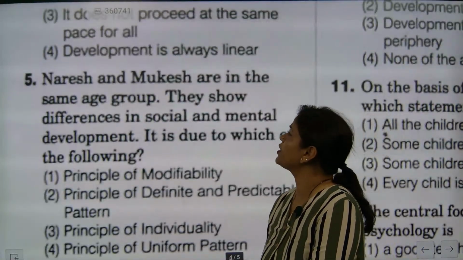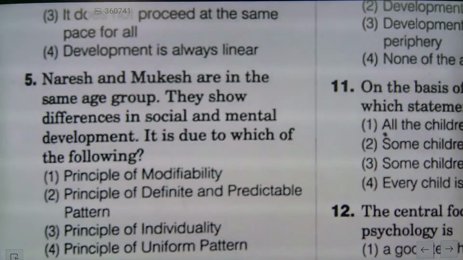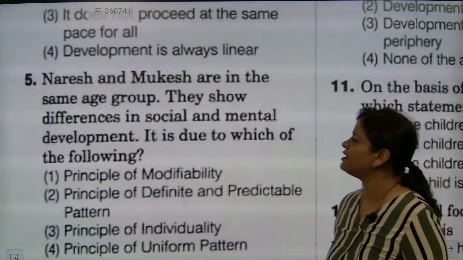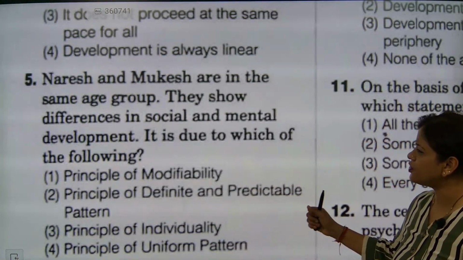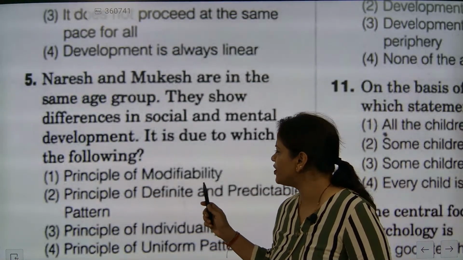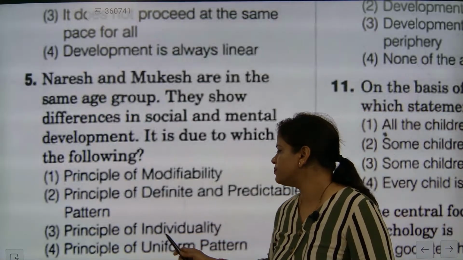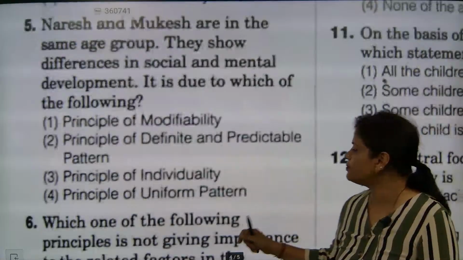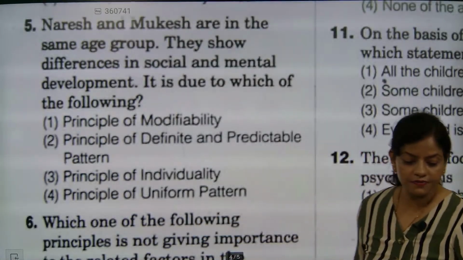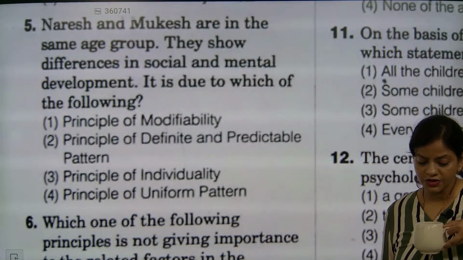Now, Naresh and Mukesh are in the same age group. They show differences in social and mental development. It is due to which of the following? Principle of modifiability, principle of definite and predictable pattern, principle of individuality, principle of uniform pattern.